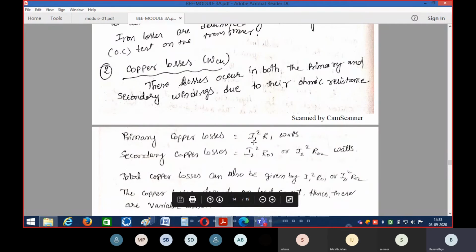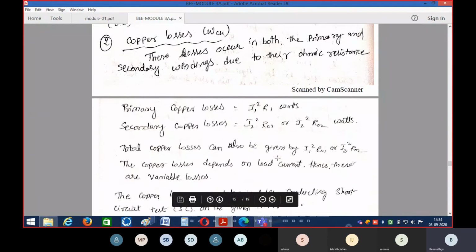In the primary winding only the current I1 flows. So due to the I1 current, there will be copper loss in the primary winding, and that loss is given by I1 square R1. So this I1 square R1 represents the amount of primary copper loss. Similarly, what is the current flowing in the secondary winding? I2. Due to this I2, there will be a copper loss in the secondary winding. That loss we call secondary copper loss, and we can calculate the amount of secondary copper loss by I2 square R02 or I2 square R2.